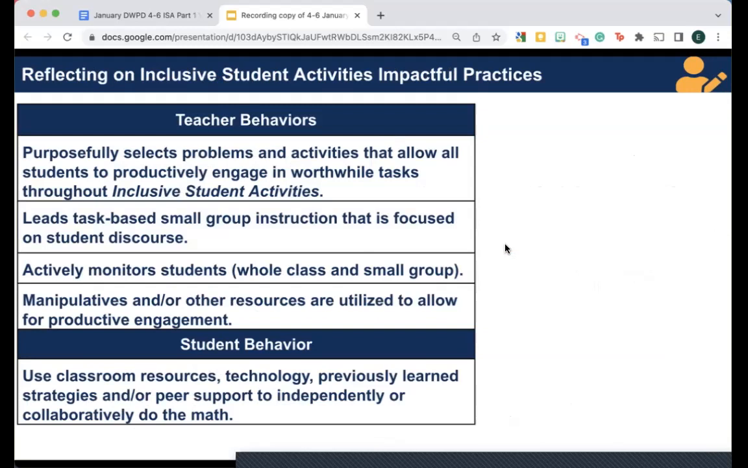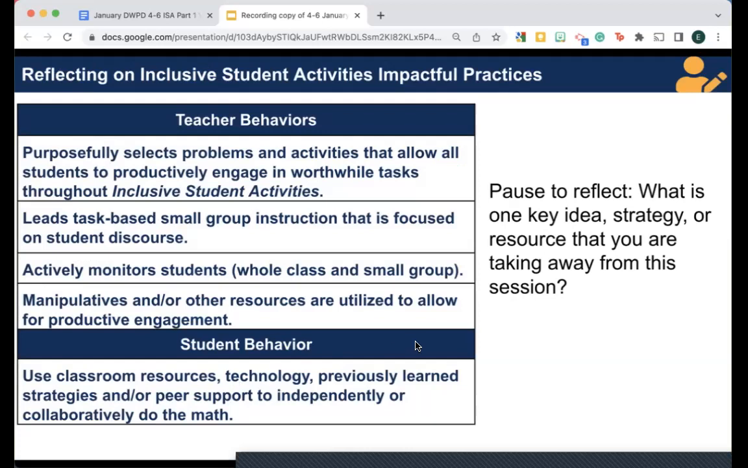There are lots of impactful practices for all the different components of our framework. Here are the 5 impactful practices for ISA. We didn't really talk about them today explicitly, but they're all infused into everything that we talked about. So you might want to pause here and skim through them. In ISA, it's all about purposeful planning, small group instruction while monitoring the rest of the class and providing students with the tools and opportunities they need to practice and engage with the content.